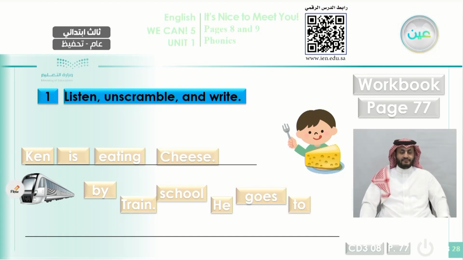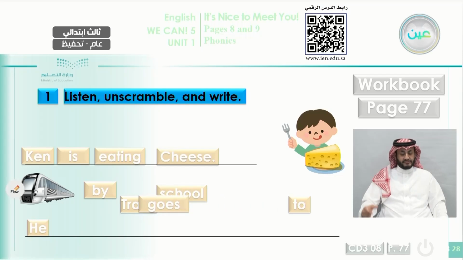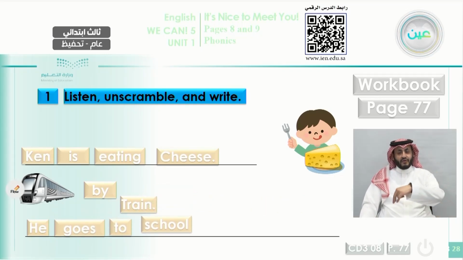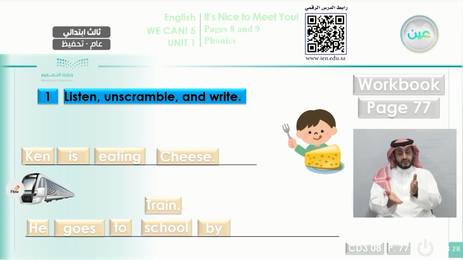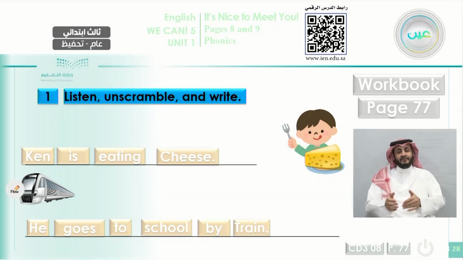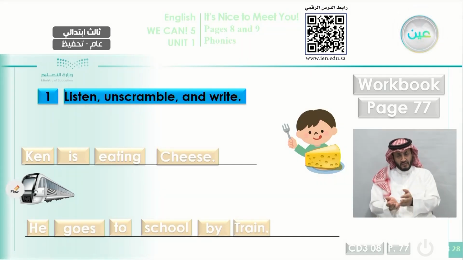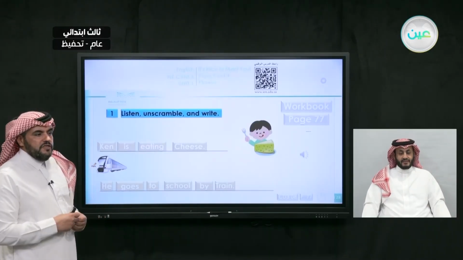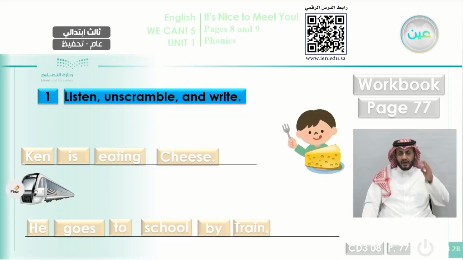Also here in this sentence we talk about another person. We can say he goes to school by train. Okay, this is also a sentence telling us that the boy usually goes or always goes to school by train. Let's listen to these two sentences again.